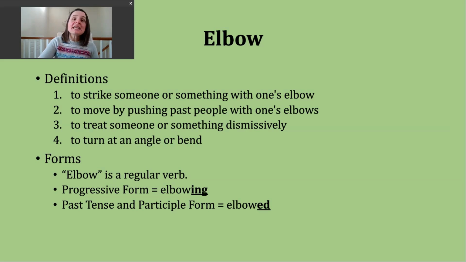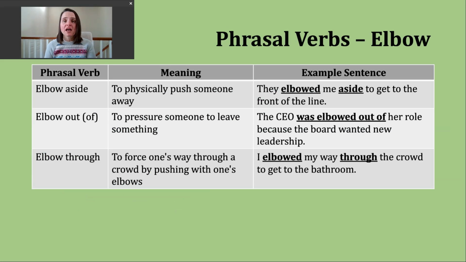Okay? Now, there are a couple phrasal verbs that we'll discuss next. The first is to elbow aside. Many times people use this to tie back to the second definition. So you're physically pushing past someone or something to get to something else. An example of this might be, they elbowed me aside to get to the front of the line.